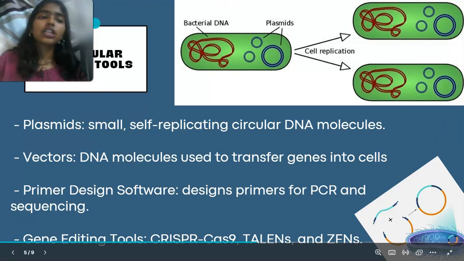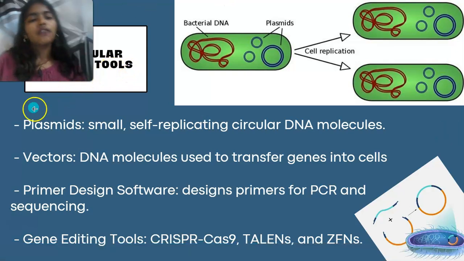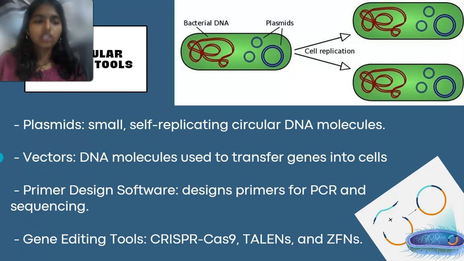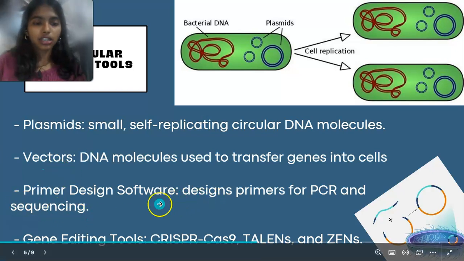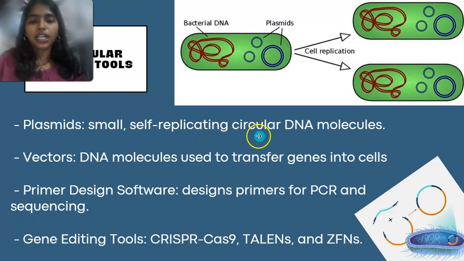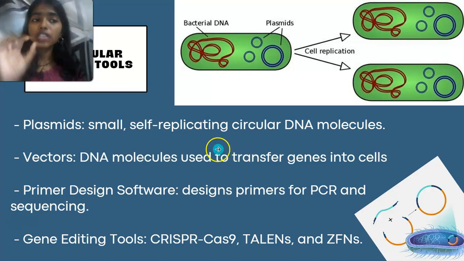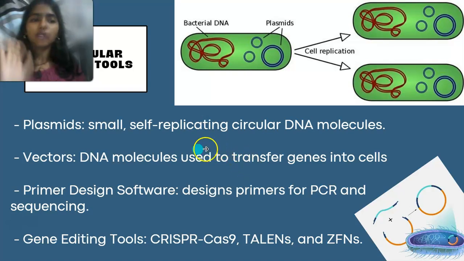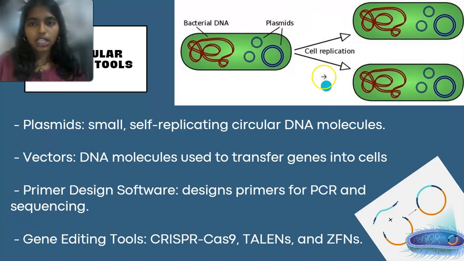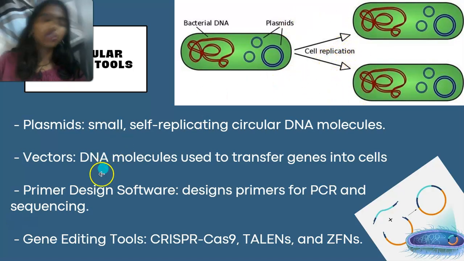The next one is molecular biology tools, which include plasmids, vectors, primer designing software, and gene editing tools. The first one is plasmids, which are small self-replicating circular DNA molecules. DNA molecules used to transfer genes into cells are known as vectors. You can see cell replication.